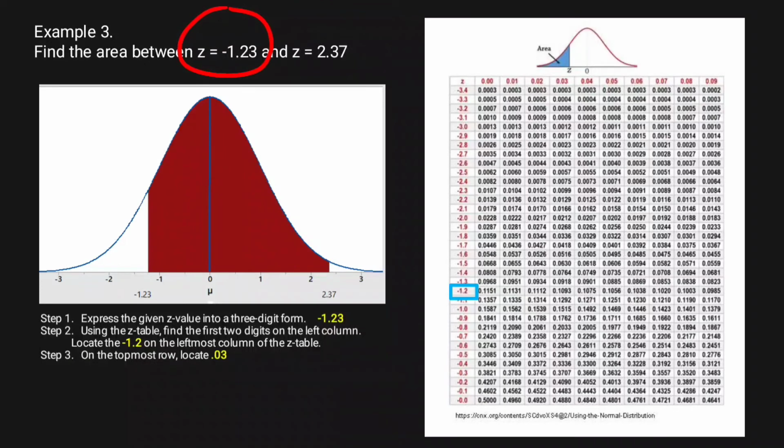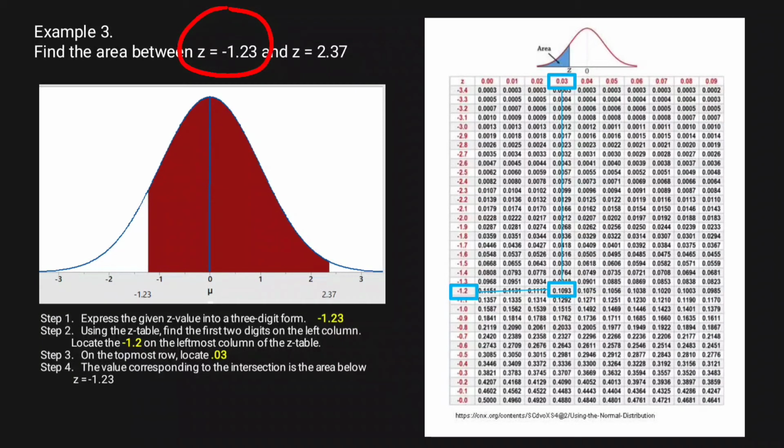And then on the topmost row, locate 0.03, yung third digit natin. So, nasan yung third digit? So, ayun, 0.03. Then, find their intersection. So, the value corresponding to the intersection is the area below. So, below lagi yan, ha? So, ang intersection nila is 0.1093.